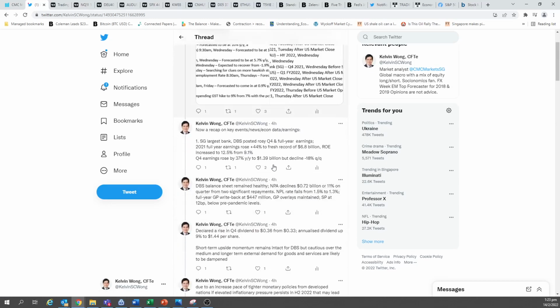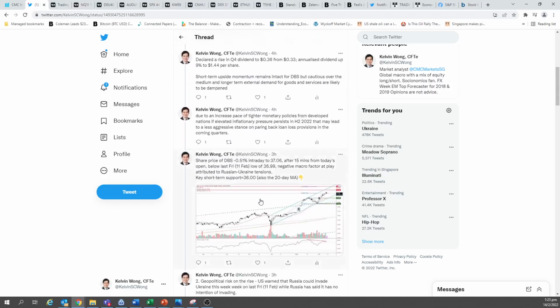So definitely this morning we have DBS, the key Singapore bank. I share with you all the key figures of DBS Bank, and I also share a technical chart on my view: what are the key support levels to watch?